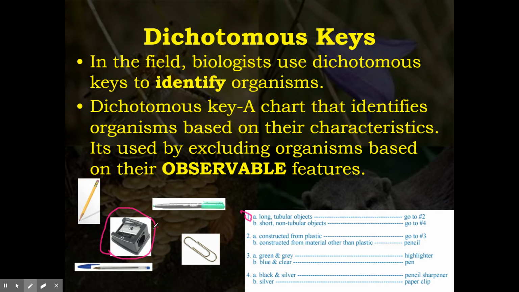Well, it's not tubular, so we're going to go with B. And then you just go over here and follow the directions. It says go to number 4. So we jump down to number 4, and it says, is it black and silver? We look at it, and it's black and it's silver. And we go over here, and guess what? It's this organism called a pencil sharpener. You can do this with every single one of these, and when we do it in lab, we practice on it a lot more than that. So this is the classification unit notes, and I hope that you learned a lot.